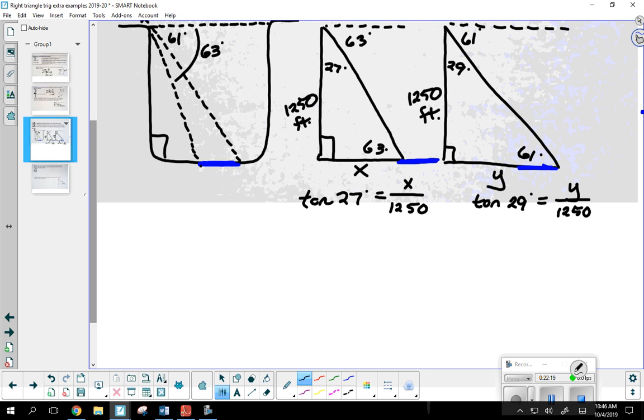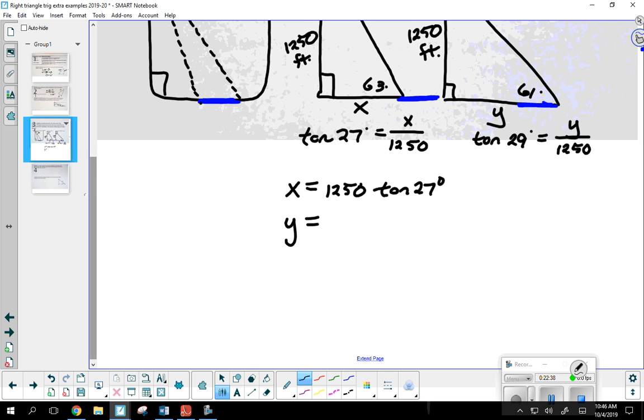How would I solve for x? Yeah, just multiply through like we did yesterday, right? So 1,250 times tangent of 27 degrees. What would y equal? Yeah, 1,250 times the tangent of 29 degrees. Now, when I do subtract, should it be y minus x or x minus y? Should be y minus x because it is a larger base, right?